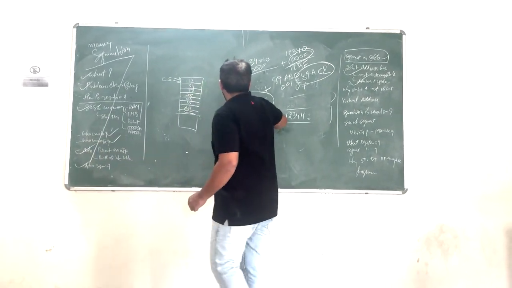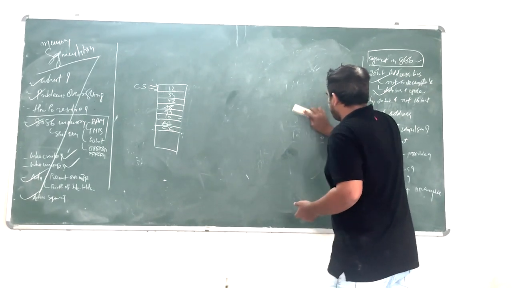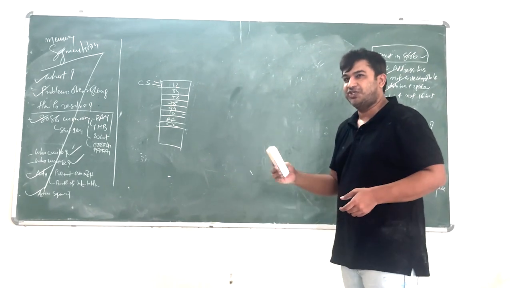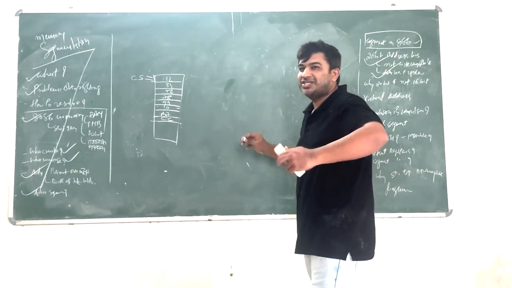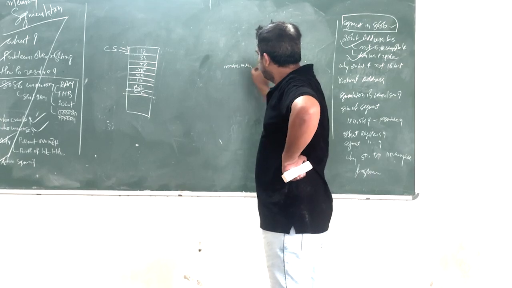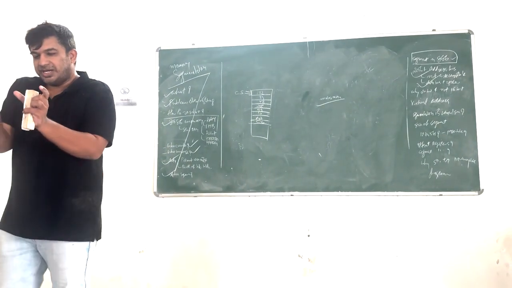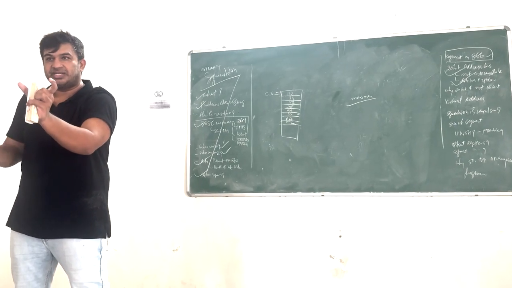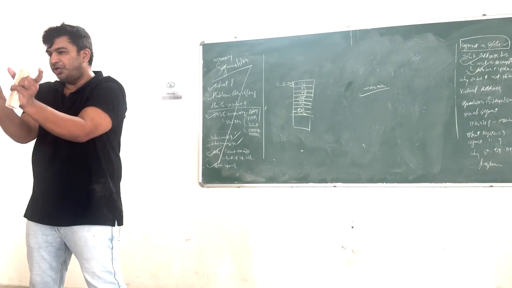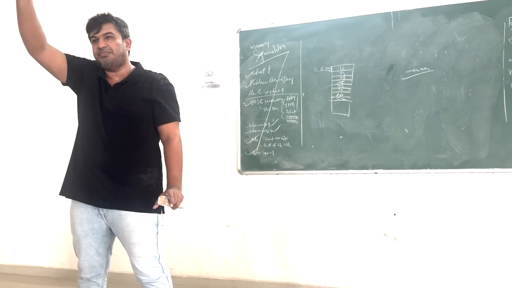Now, if you understand this much, there is a tricky question, for 5 marks. What is the maximum size of one segment? You tell me. Just by understanding the segment address and offset address, you need to tell me the maximum size of one segment. One segment can be of this size only.